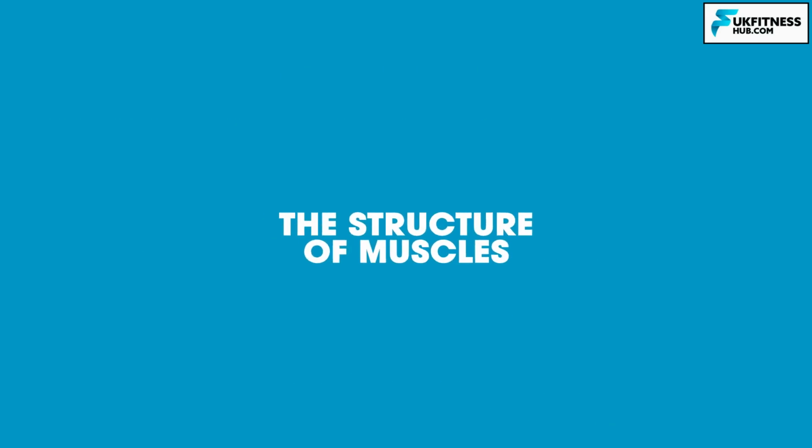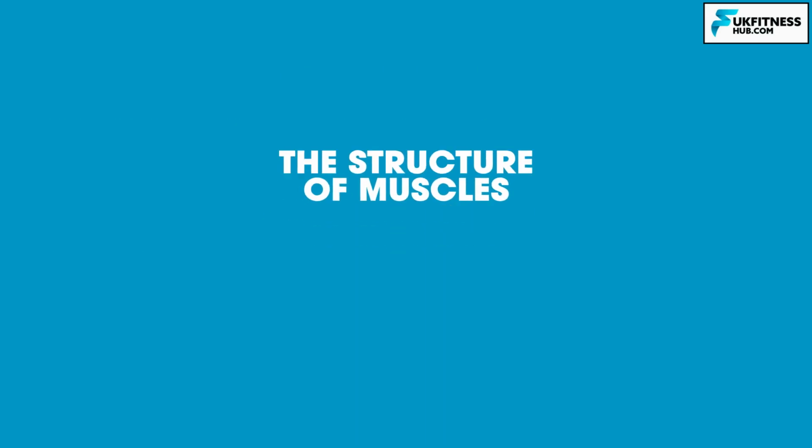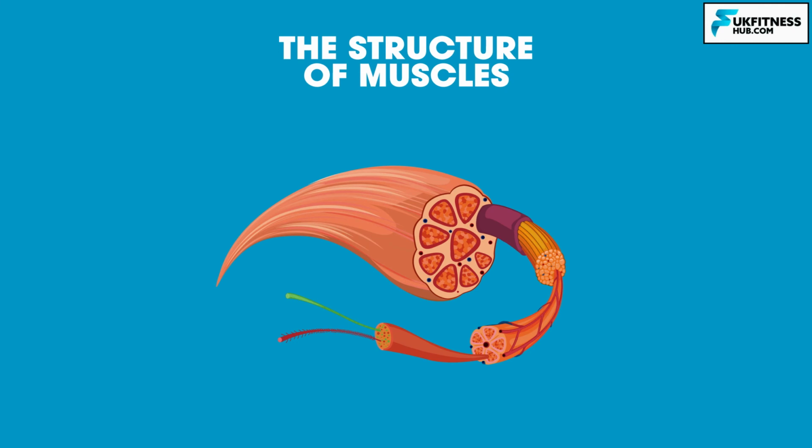Let's now move on to the structure of muscles. If you were to take a cross-section of a single muscle, you would find that it's covered in a protective sheath or layer called the epimysium. The epimysium helps to protect the muscle from friction against other muscles and bones.